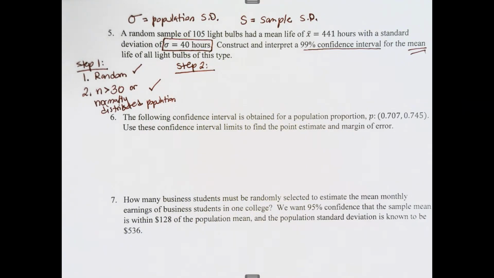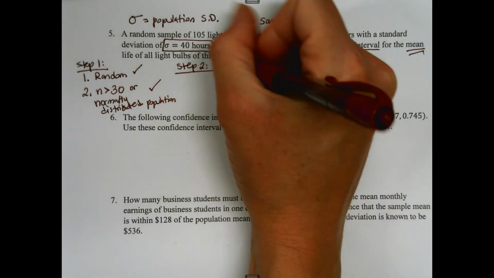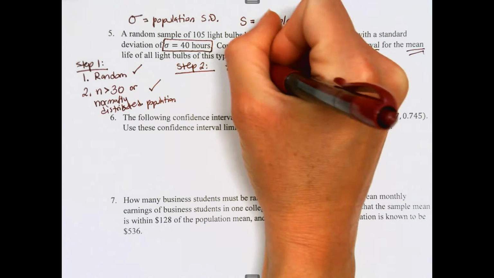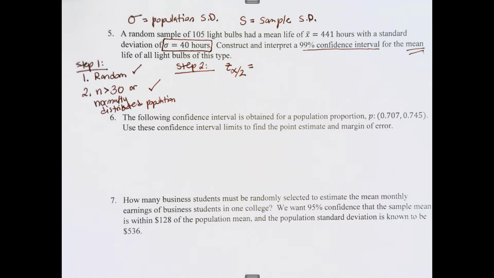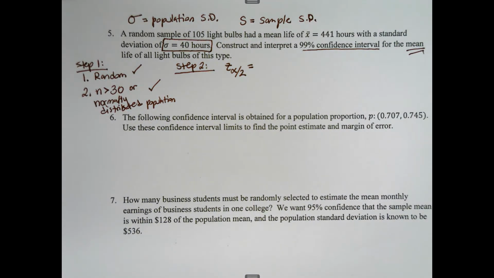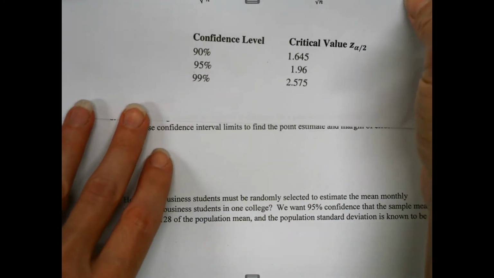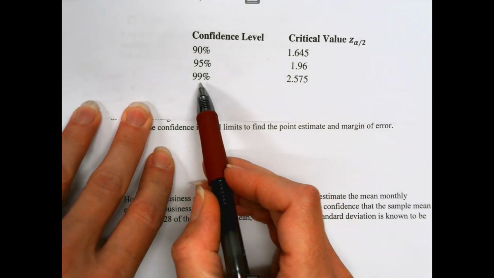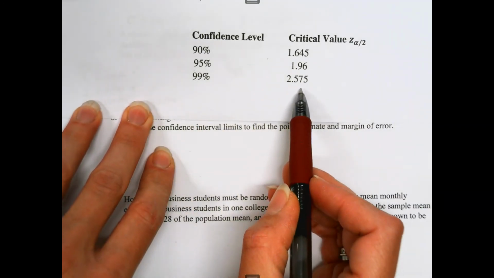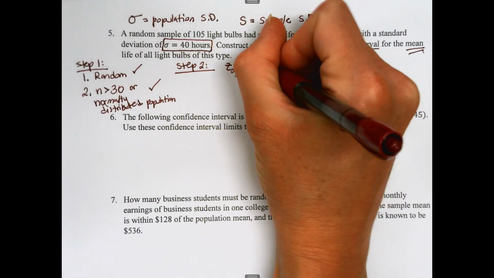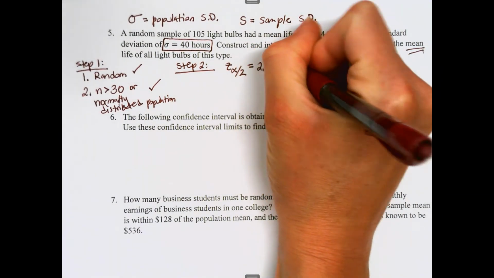Step 2 is to identify our critical value. We said we're going to use the normal distribution, so we need a z critical value for 99% confidence. Looking at our chart here, the 99% confidence level has a critical value of 2.575.